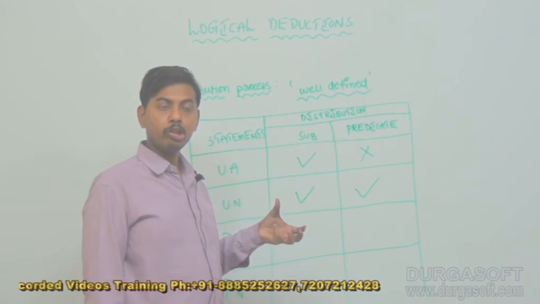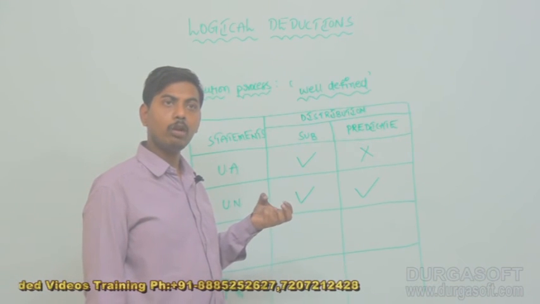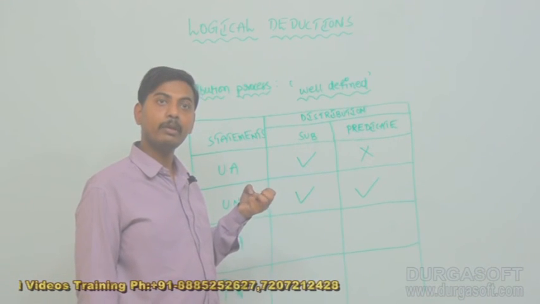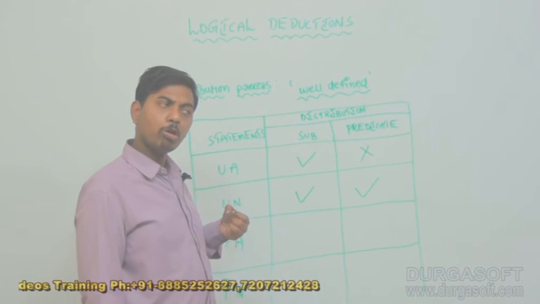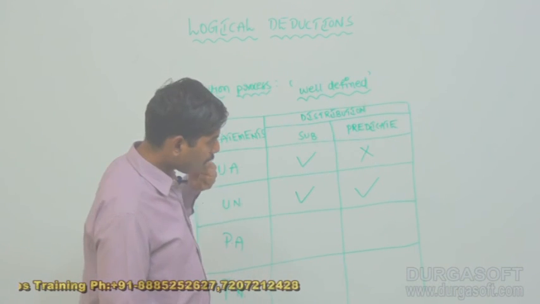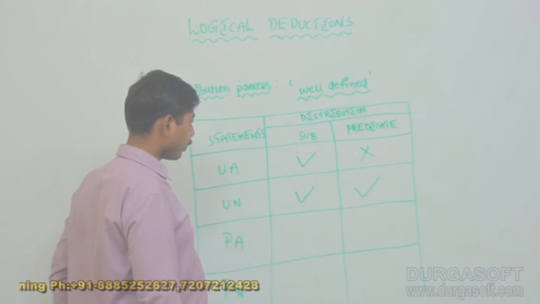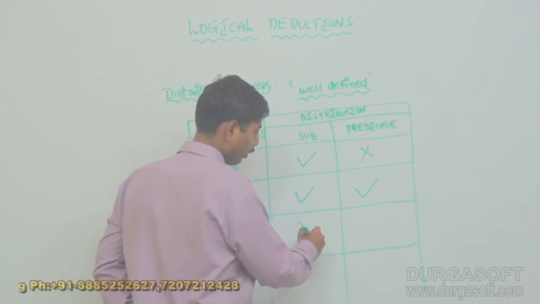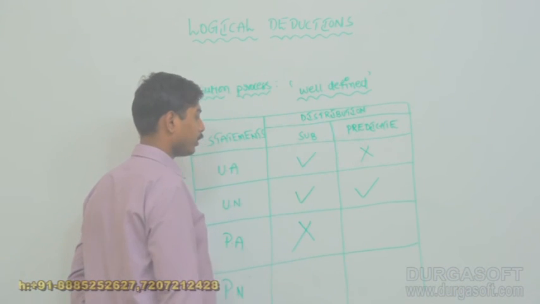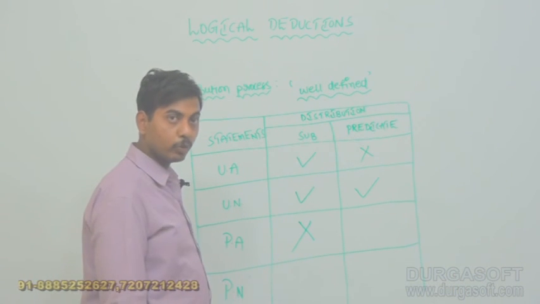Some girls are toppers means we are talking about only a few girls out of the whole girls community. Am I clear? We are unable to talk about each and every girl in that community. That is the reason the subject is not defined very well in the case of particular affirmative.